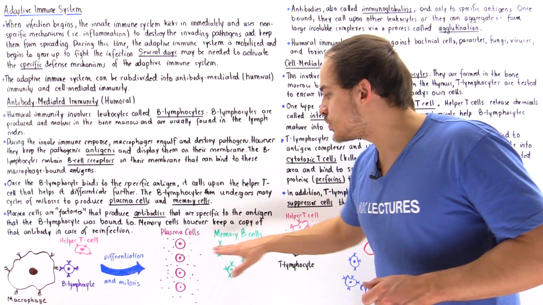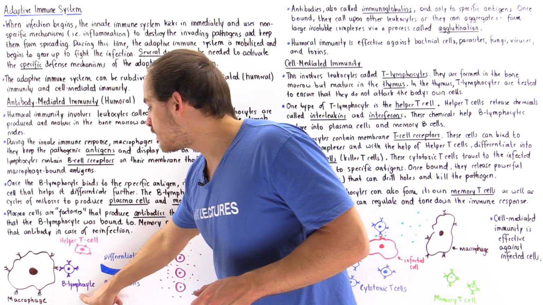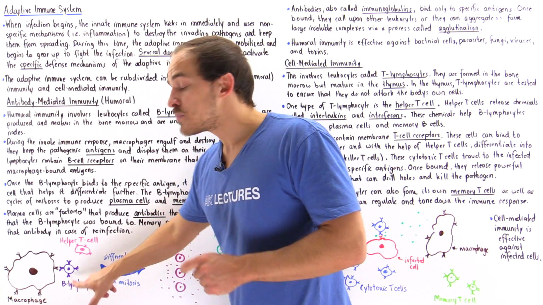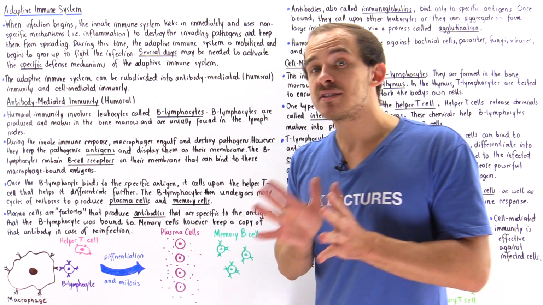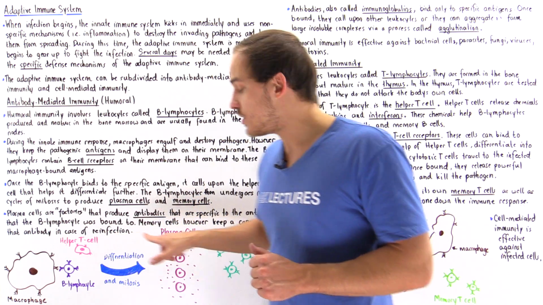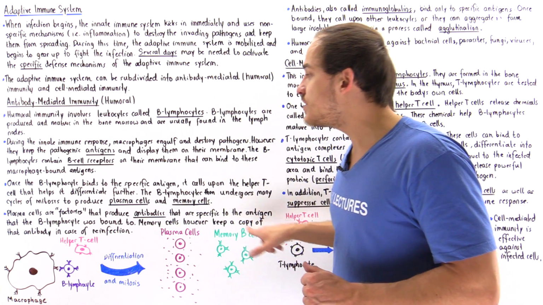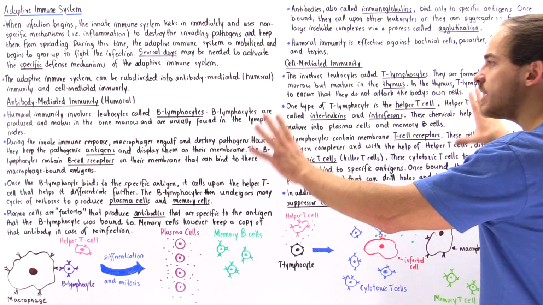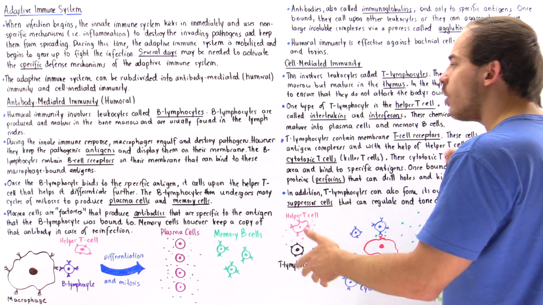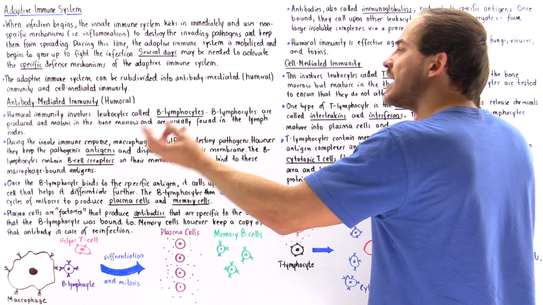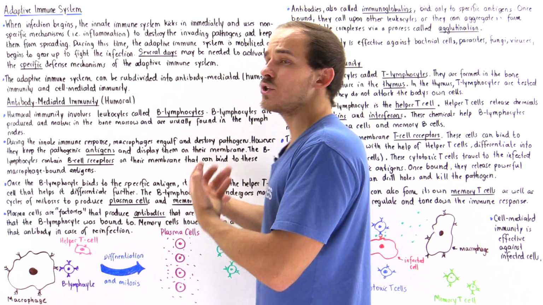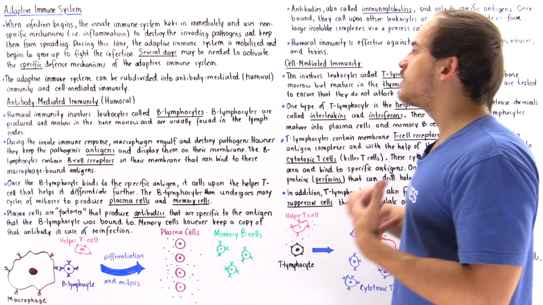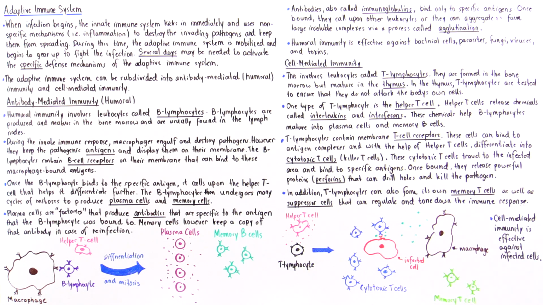So these are the two types of cells that come from our B lymphocyte, but these B lymphocytes must associate with the helper T cells to actually become these two different types of cells. So these two different divisions, although they are divisions, they have to work together to actually carry out this process of defending and protecting our body from pathogens.